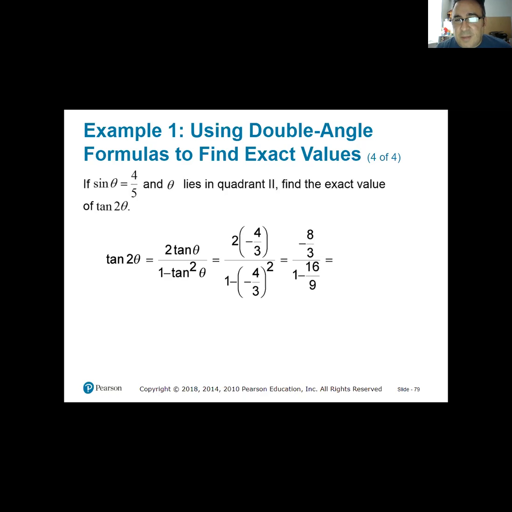So it's going to be negative 8 over 3 over what? That 1 is going to be what? I need a common denominator, so it's going to be 9 over 9, right? And then I subtract those, and I get 9 minus 16. Negative 7 over 9. Very good. 9 minus 16 is 7, so it's a negative 7 over 9.